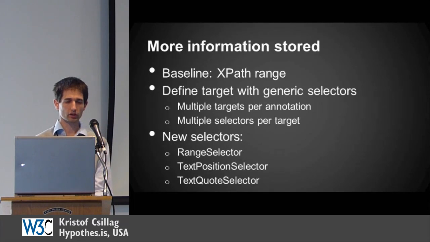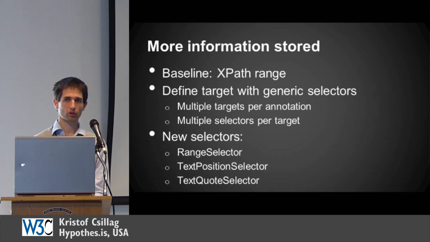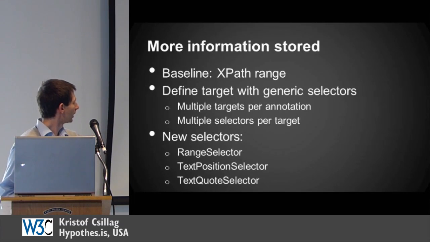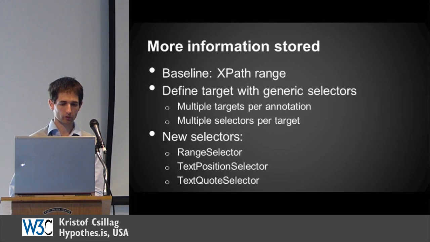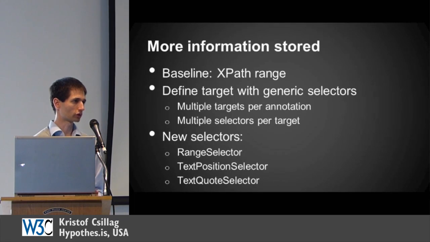Okay, so one of the most interesting questions is the anchoring itself. So originally, Annotator was storing the XPath range, specifying which part of the text is annotated for a given annotation. And now we have a different format for storing an arbitrary number of selectors for each target. What we call a target is the part of the document we are annotating. It can be a part of the text or part of an image or a generic thing. And for each target, we are describing them with a bunch of selectors. And we have defined a few selector types.